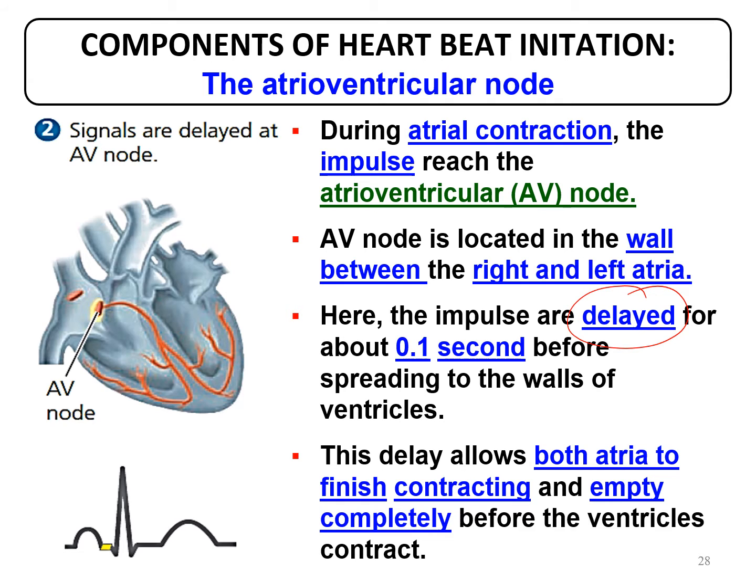If the ventricles contract before the blood has fully filled them, it will be a problem, because some blood will remain in the atria. So the ventricles need to relax, receive the blood completely, and then contract.